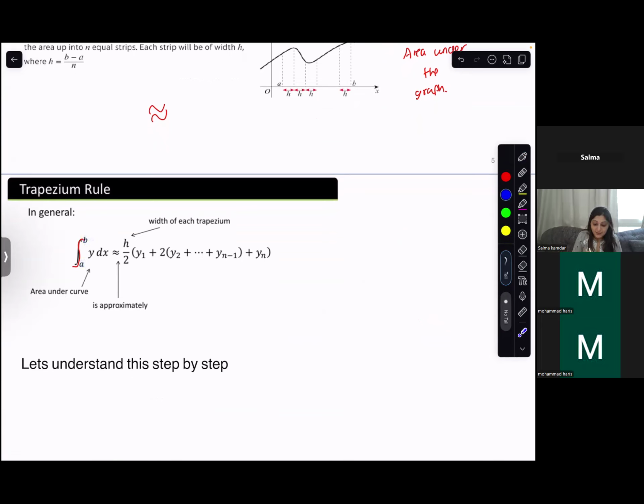This you do in integration, but when you're doing the trapezium rule, you get an approximate value of this, which is h by 2. There is a formula, and this is an approximate value. I hope you're with me. Now let's understand this formula. How do you get this formula?